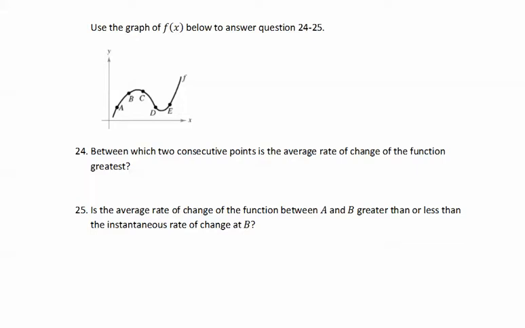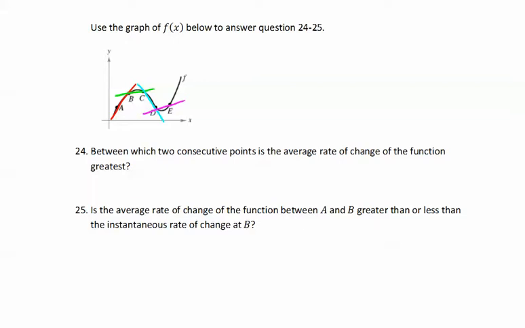So between A and B, it's going to look like that. Between B and C, it would look like that. Between C and D, it would look like that. And it does say consecutive points, so I'm correct to assume that. Now, which of these lines that I've drawn there between any 2 consecutive points has the greatest slope?